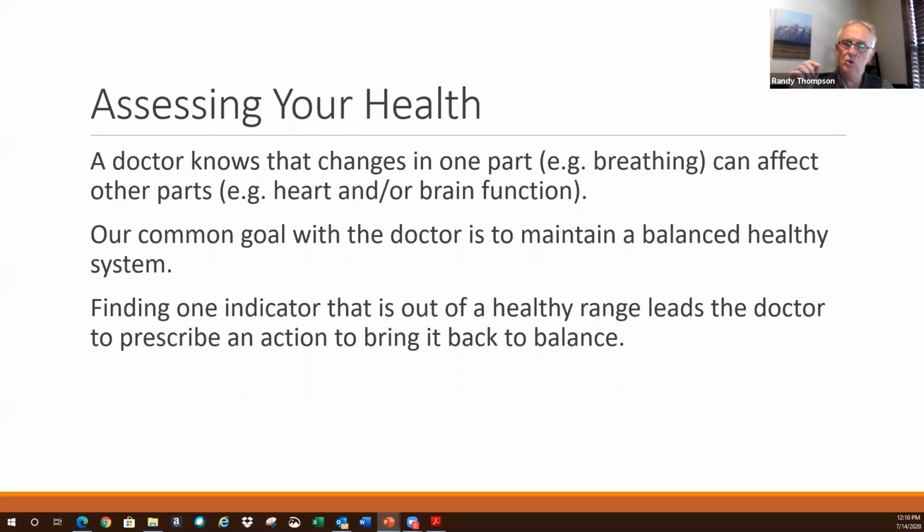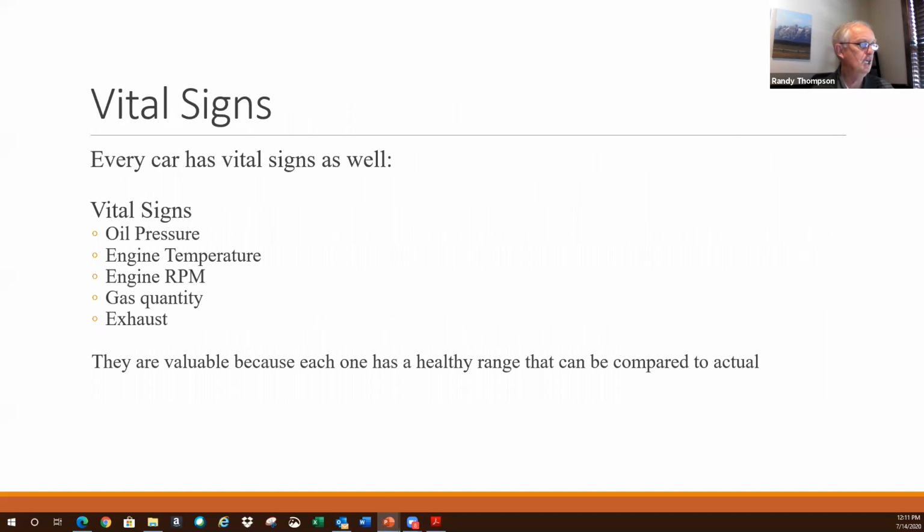And so doctors in the medical field have found out what are those key things to watch to indicate that your body's healthy. A car has the same thing. There are specific vital signs.